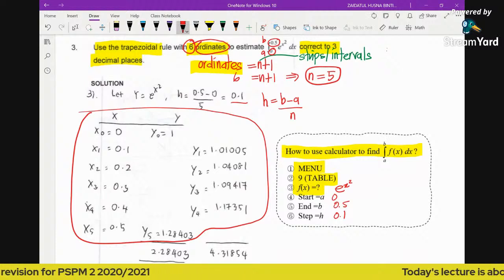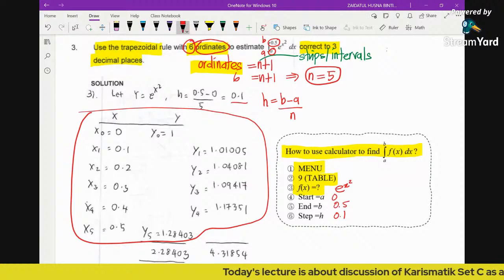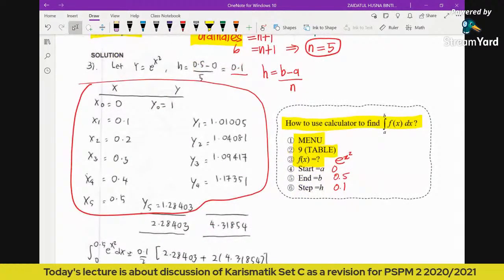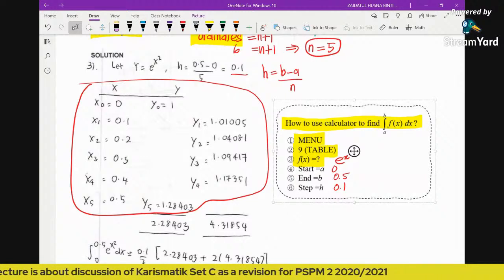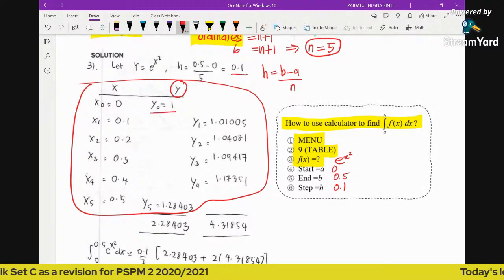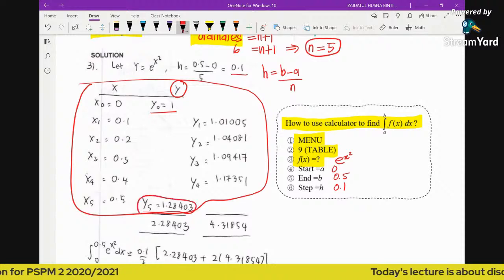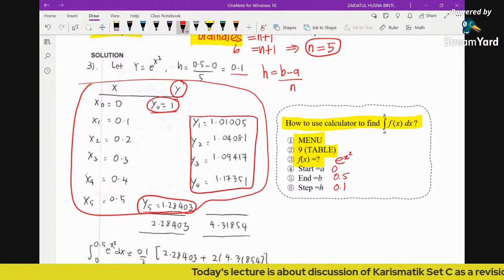Then after you obtain the table in the calculator, it's just about transferring all the values into your answer booklet. Then you just find the sum of the middle values, but please bear in mind that for the y values, you separate the first and the last value of y, and then the middle y's, you put in the next column.